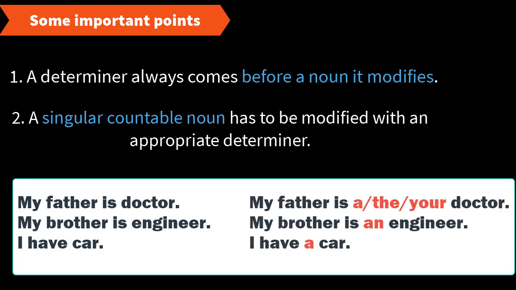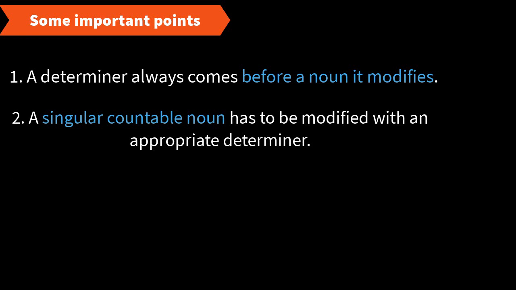So you can say, my father is a doctor, my father is the doctor, my father is your doctor, right? You can say, my brother is an engineer, I have a car, I have this car, I have your car, right? Something like that you can say and modify these words, right? So I hope you got it.